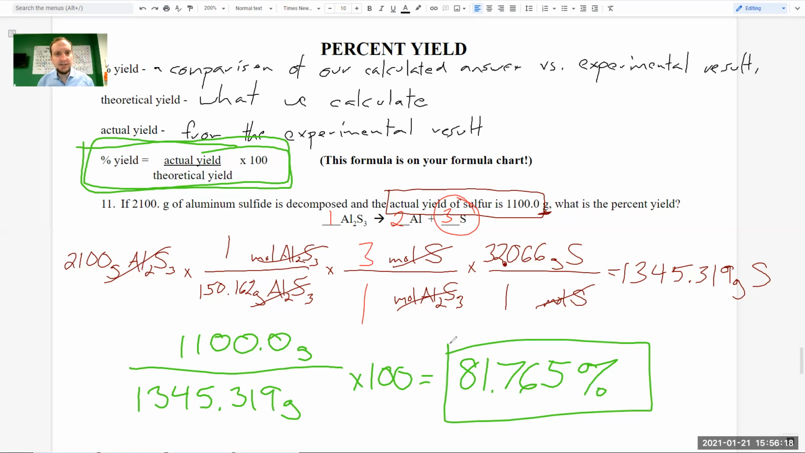All right, guys, that's percent yield. Again, it's just a comparison to see what is the experimental, remember, which is called the actual, versus what you calculate, which is called the theoretical. Then we just basically do a very simple calculation to see, again, how efficient and how thorough was our chemical reaction.